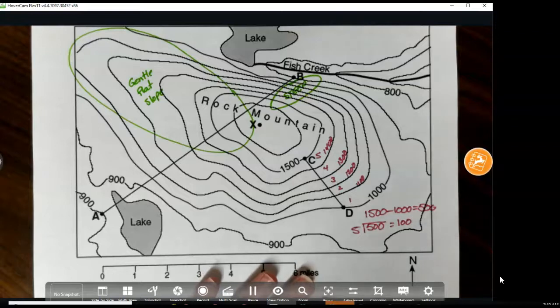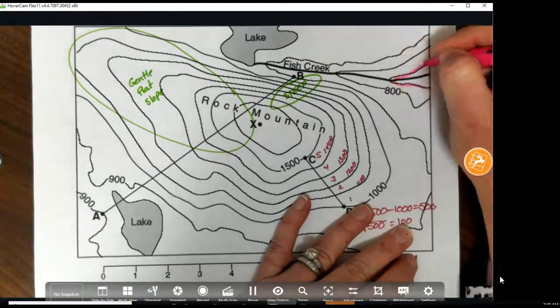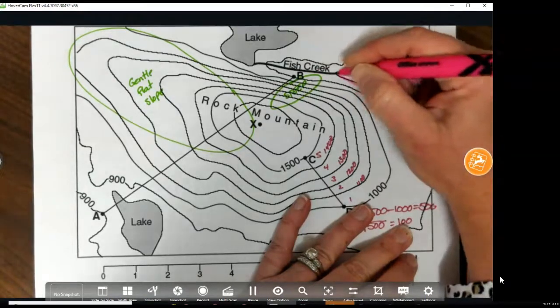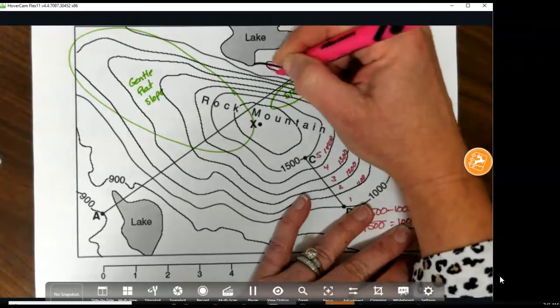Now another thing to look at is that bend. Remember we said there's a bend in the lines. So if I look right over here, and it even says Fish Creek, these lines are bending into that V shape.